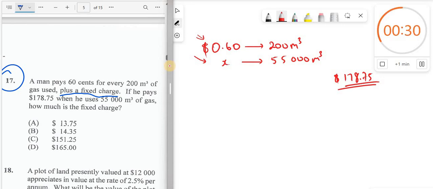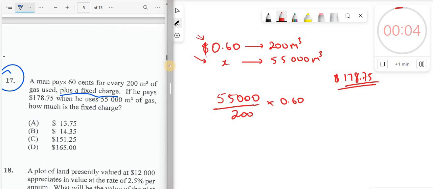Okay, so how many times can 200 enter 55,000? Because for every 200 meter cube, he pays 60 cents. So how many 60 cents will he be paying? Well, it's how many times 200 can enter 55,000. So we put 55,000 divided by 200 to see how many times 200 can enter it, and he'll be paying 60 cents for each of those.